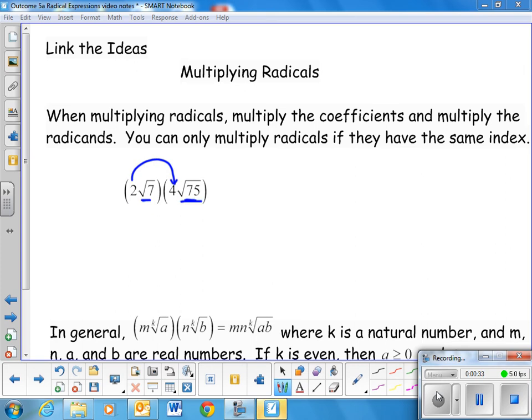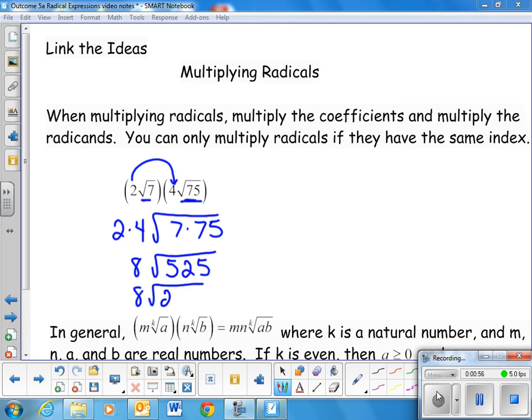So multiplying the numbers out front, we have 2 times 4. Underneath the root sign, we would have 7 times 75. 2 times 4 is 8. Under the root sign, 7 times 75 is 525. I can break 525 down into 25 times 21.